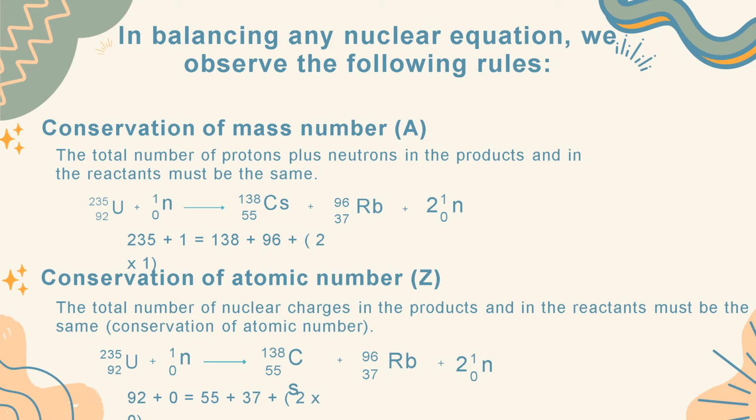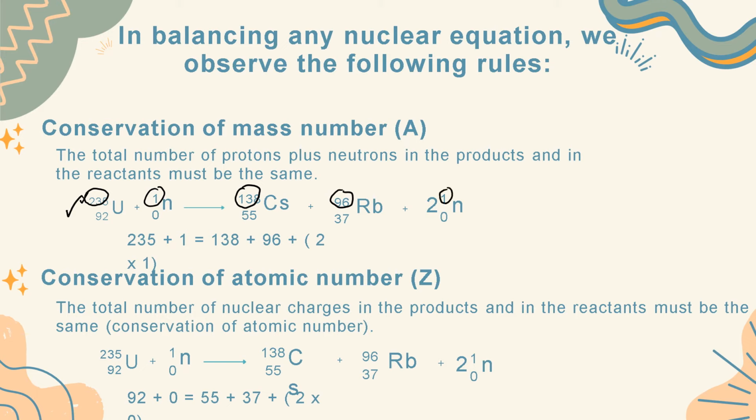So dapat kung ano yung nasa reactant ay same din ang nasa product. So, the conservation of mass number. Ang mass number natin ay yung nasa ibabaw. Itong 235, itong 1, itong 138, 96, and then itong 1, diba? Alright. So, to know if the equation is balanced, para malaman natin kung balance ba itong equation na ito, we need to verify it by the conservation of the mass number. Yung mass number natin ulit, itong 235, itong 1, itong 138, itong 96, at itong 1.